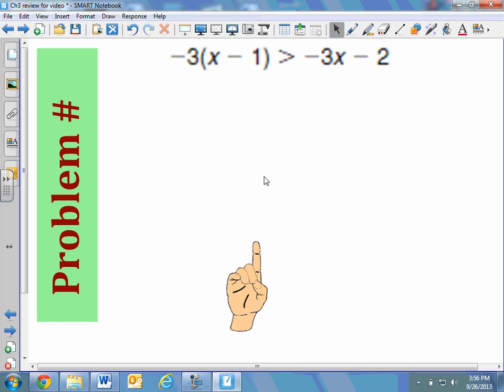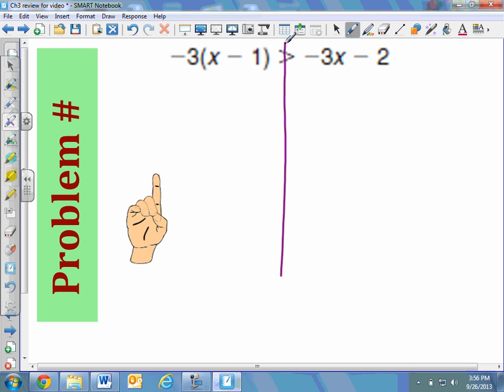All right, it says negative 3 parentheses x minus 1 is greater than negative 3x minus 2. Okay, so let's go ahead and not graph this, I'm sorry, solve it. Remember, first thing I told you to do, get rid of parentheses, right? So let's get rid of this stuff over here. And before I do that, let's draw our line down the inequality sign. Okay, let's share the negative 3. Share it, share it. I'm going to get negative 3x. What's negative 3 times negative 1? Positive 3.